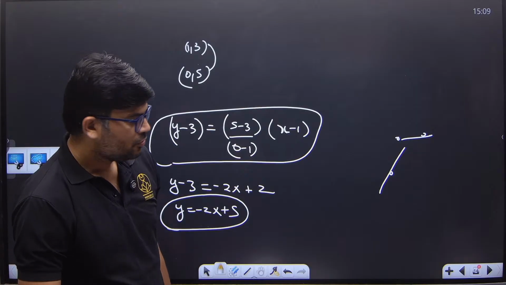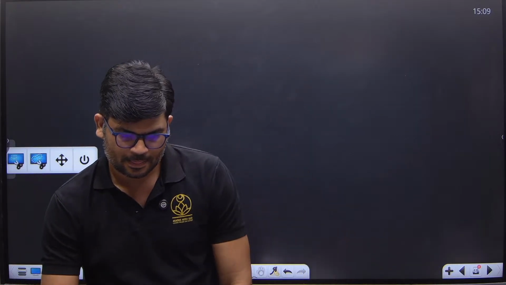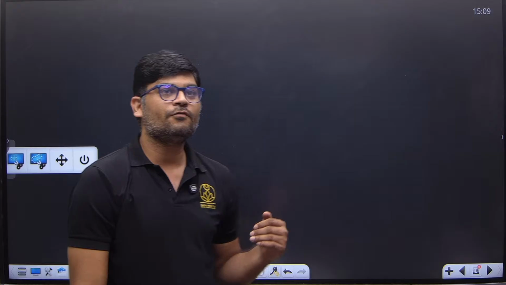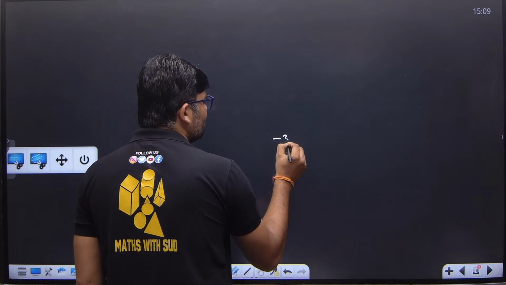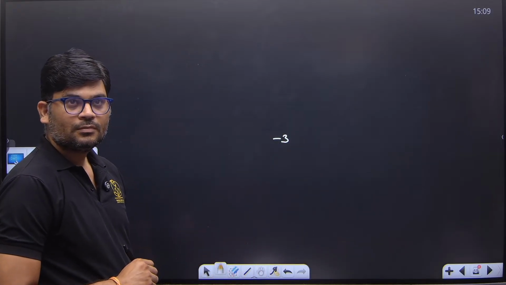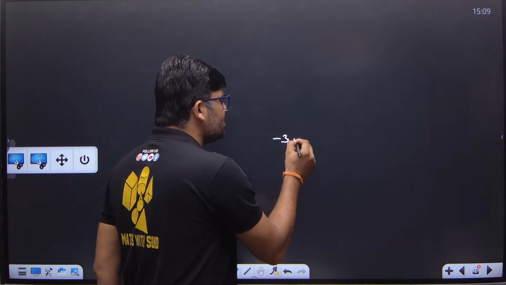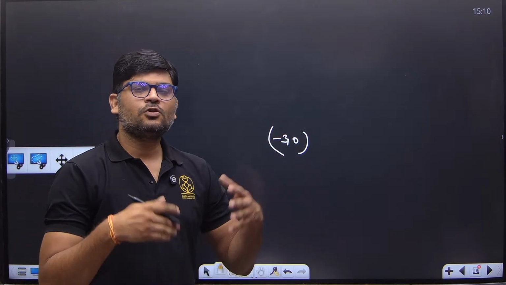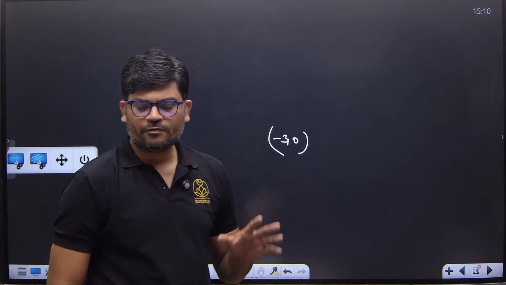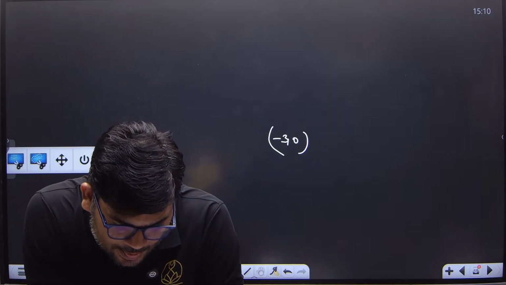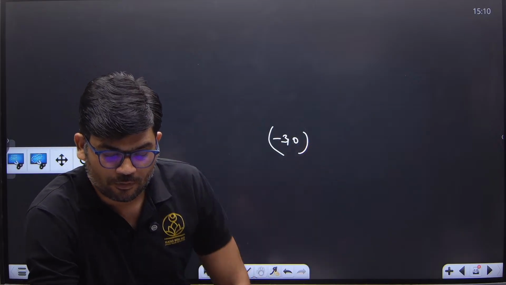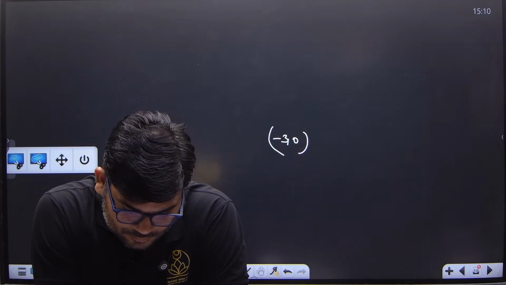Question number 6, example number 6. Find the equation of a line with slope -2 which intersects the x-axis at a distance of 3 units to the left of origin. To the left of origin is -3, and intersecting the x-axis means the y coordinate is 0, and the slope is given to you. If slope is given and a point is given, you can make the equation of a line. Are you getting it? We are not going to discuss it anymore. Next question. You understood this? Point slope form. I'll be using y minus y1 equals m into x minus x1.